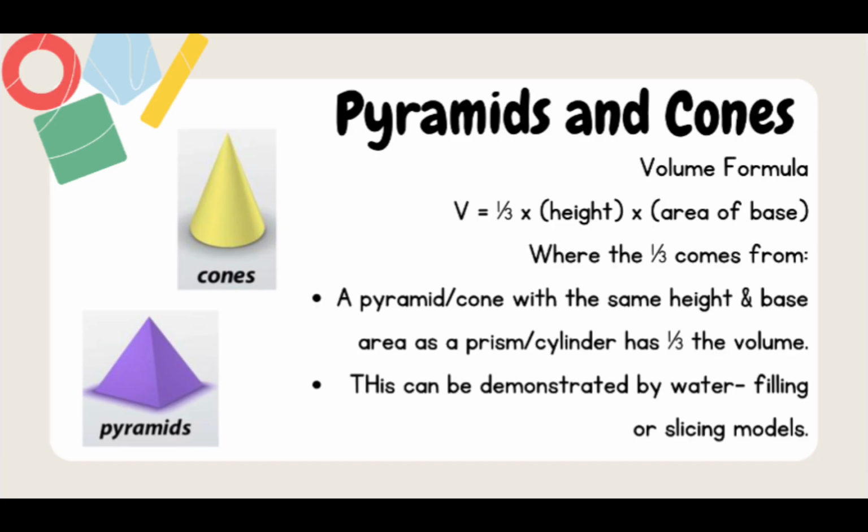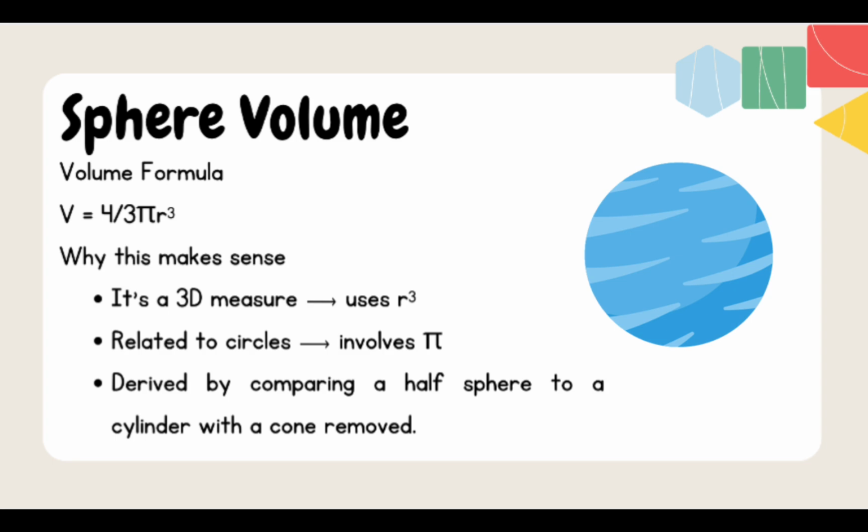Looking at this as a formula, it is height times area of the base times 1/3 to get the volume. When finding the sphere volume, the formula is 4 divided by 3 pi r cubed, r being radius. This makes sense because it is a 3D measure, which uses r cubed. Related to circles, it involves pi. It comes by comparing a half sphere to a cylinder with a cone removed.